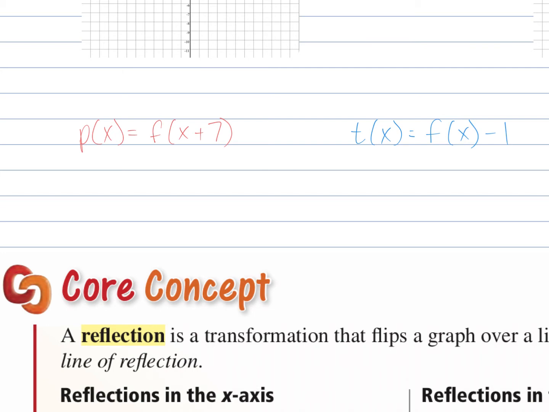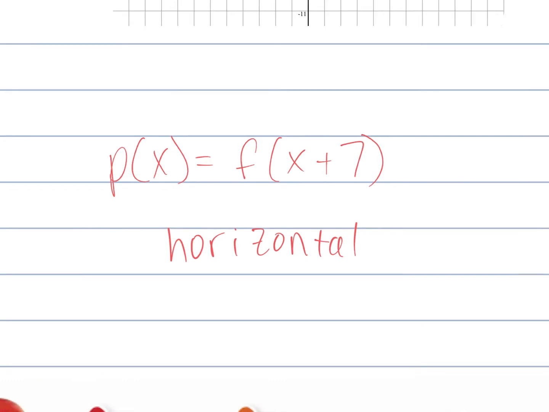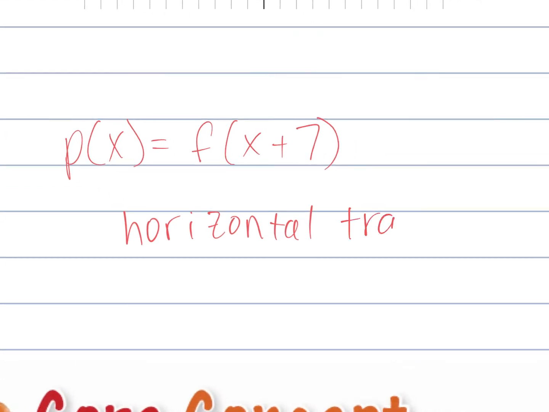Okay, let's look at P of X first. What do we know about this transformation? Christian? Horizontal. Why? Because it's inside the parentheses. Good. It's horizontal because it's inside the parentheses. Mia? It's a translation. Excellent. Why? Because it's adding and subtracting. Good. This is a translation.